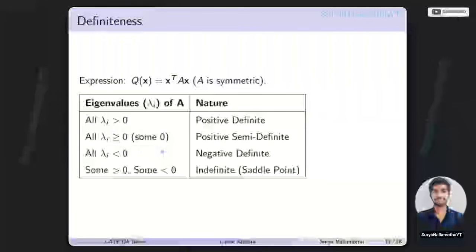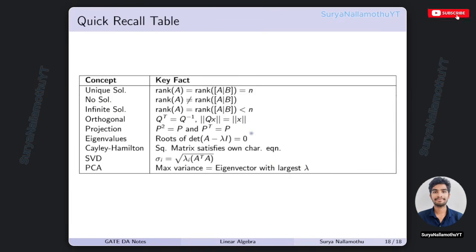Next, quadratic expressions. Here we show a quadratic expression q of x. By its nature, if the eigenvalues are greater than 0, it is positive definite. If greater than or equal to 0, it is positive semi-definite. If less than 0, it is negative definite. If indefinite, some eigenvalues are greater than 0 and some less than 0, and we observe a saddle point situation.